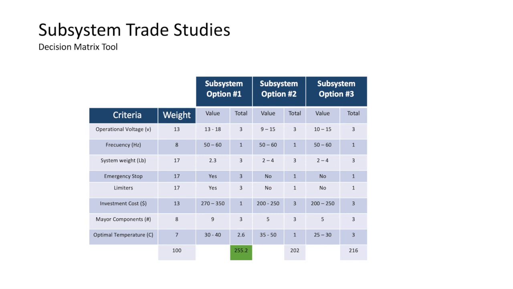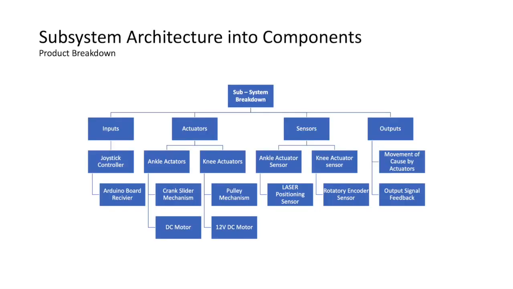Once selected our concept, we proceed to decompose the architecture of our subsystem in its components, which are inputs, actuators, sensors, and outputs. In our inputs, we have the joystick controllers and Arduino board receiver. In our actuators, we have our ankle actuators and all our knee actuators.